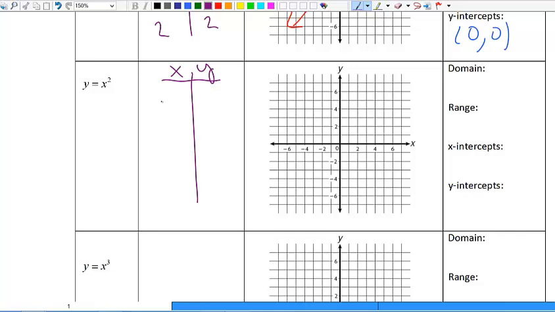Again, start with a table of values. We're going to pick a couple of negatives and a couple of positives. Then I square these: -2 squared gives me 4, -1 squared gives me 1, 0 squared is 0, 1 squared is 1, and 2 squared is 4.